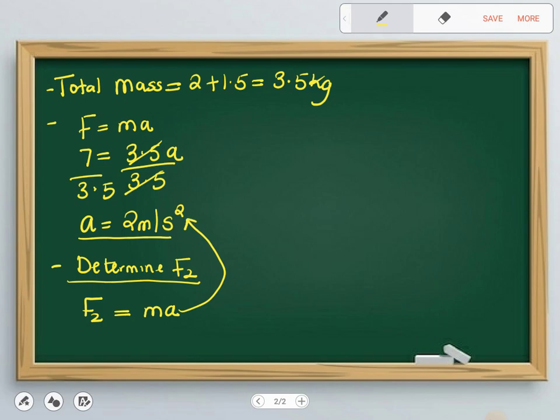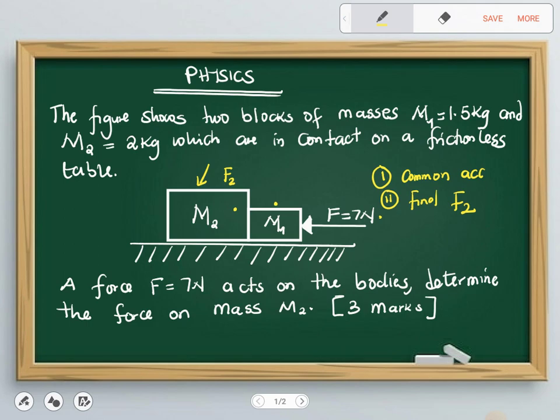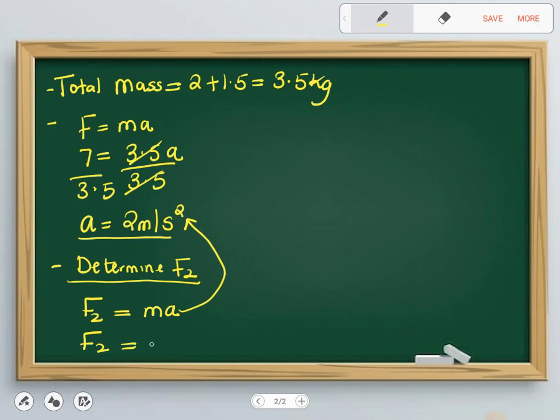Are we together, right? That's the acceleration. So now F2, what is the mass of M2? It's here, 2 kg. So you put it here. The common acceleration is 2. So F2 is what? 4 newtons.